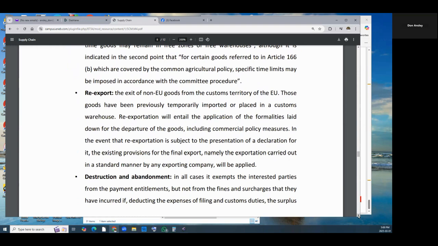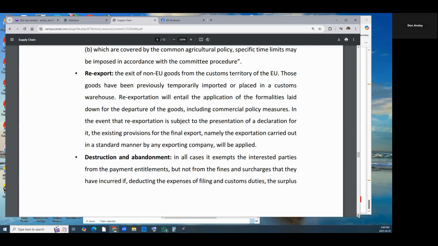Now we have re-export, the exit of non-European goods from the customs territory of the EU. Those goods have been previously temporarily imported or placed in a customs warehouse. Re-exportation will enable the application of the formalities laid down for the departure of the goods, including commercial policy measures. In the event that the re-exportation is subject to the presentation of a declaration for it, the existing provisions for the final report, regarding the exportation carried out in a standard manner by an exporting company, will be applied.